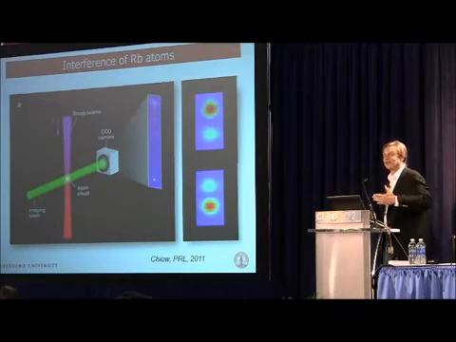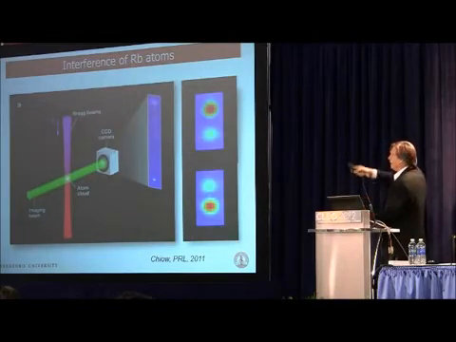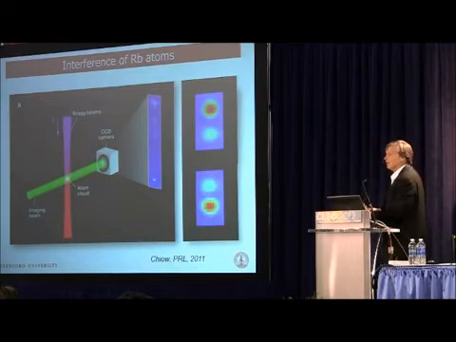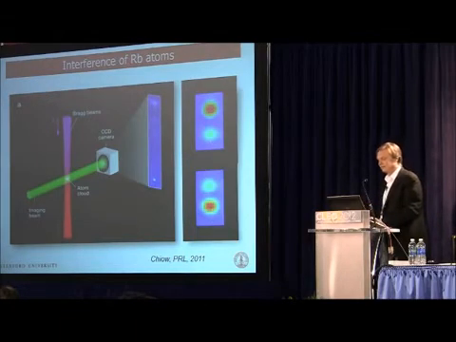whether the atom's in one port or the other depends on the phase which has evolved as the atom clouds have been spatially separated and recombined, just like what would happen with the beam of light. And either we see the atoms coming out of that port, or we see them coming out of the lower port, depending on that phase.